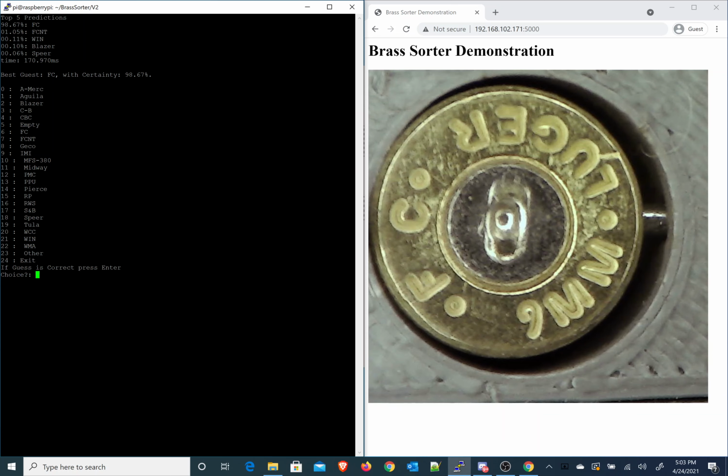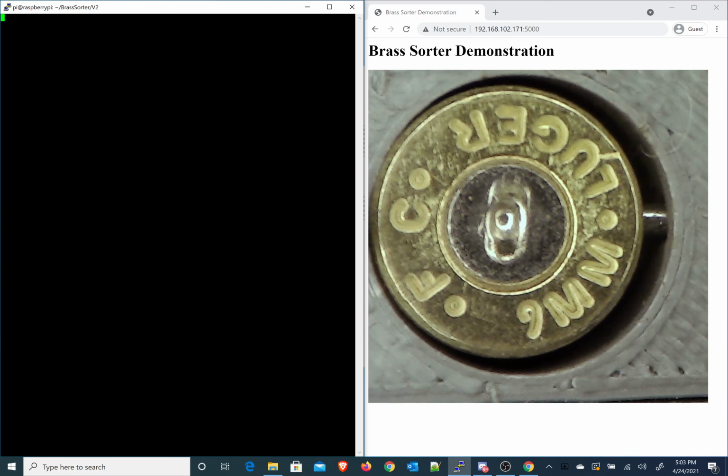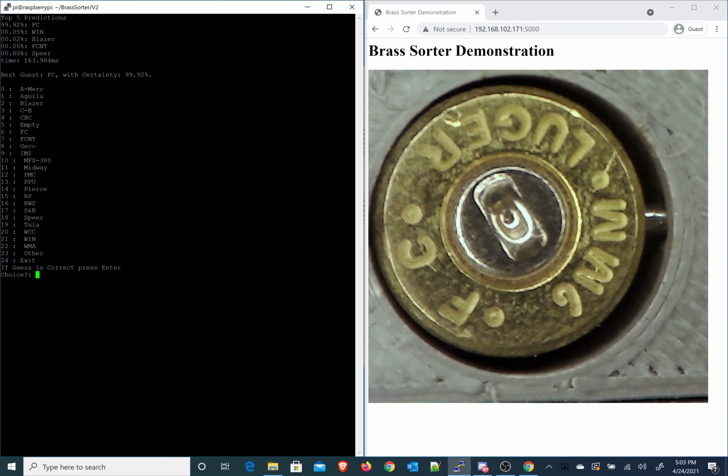This would pass our threshold test, and if this was running in production mode, this would go right into the FC bucket. And actually, I do have an output gate set up, and this will actually route it into a different bucket for FC brass. So I'm going to go ahead and hit enter, and we're just going to run through a few of these.